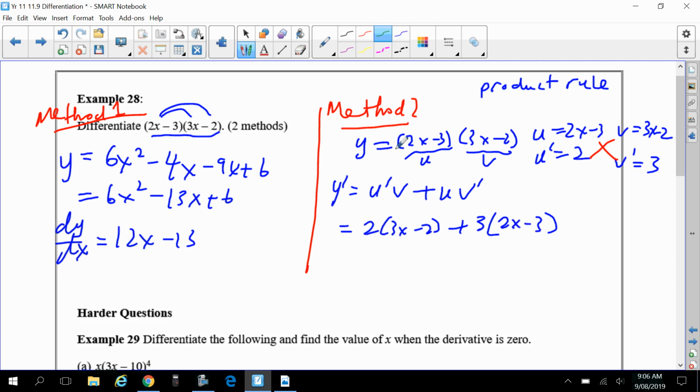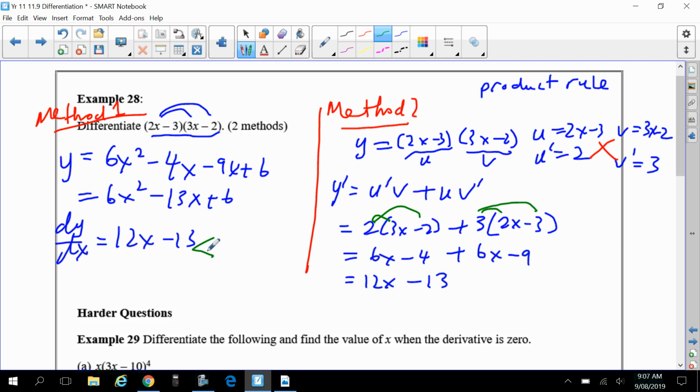And then you have to expand. And then go 6x minus 4 plus 6x minus 9. 12x minus 13. Exactly the same answer.